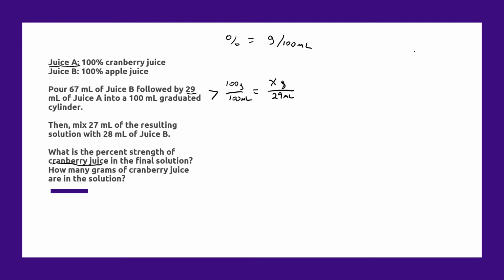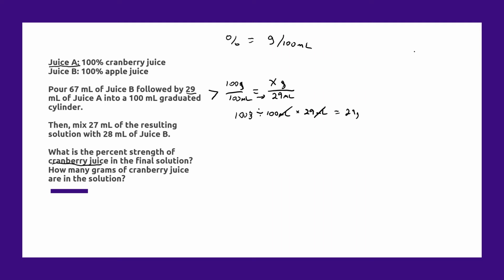We always make sure that when we put our known concentration or known ratio on the left, we keep the units in the same spot as on the right. So grams in the numerator, milliliters in the denominator. We can then solve the left-hand side by taking 100 grams divided by 100 milliliters, and then we cross multiply by the denominator on the right. We cancel out those two units, and we are left with 29 grams. So in this first part, we have 29 grams of juice A, or cranberry juice.